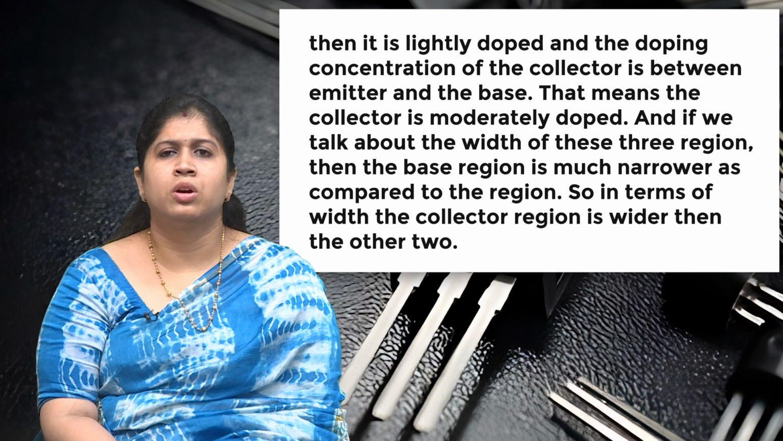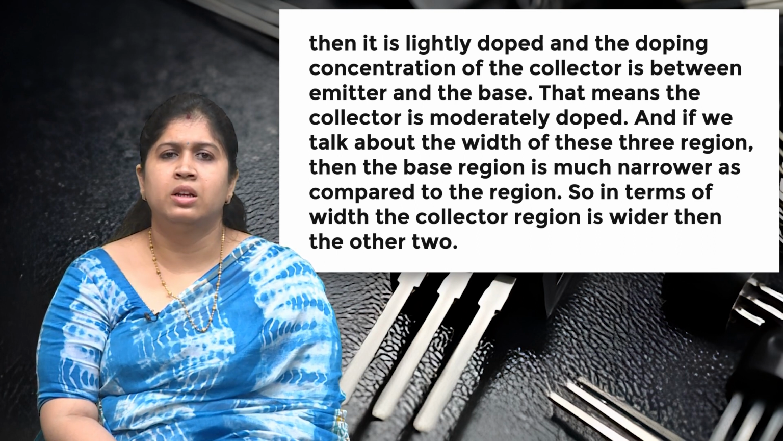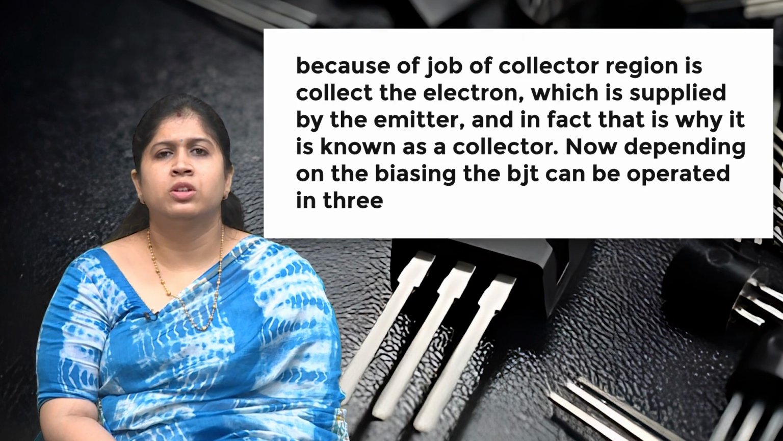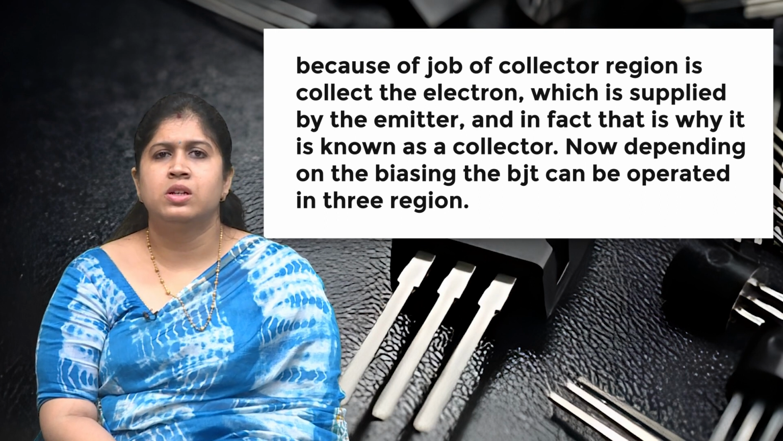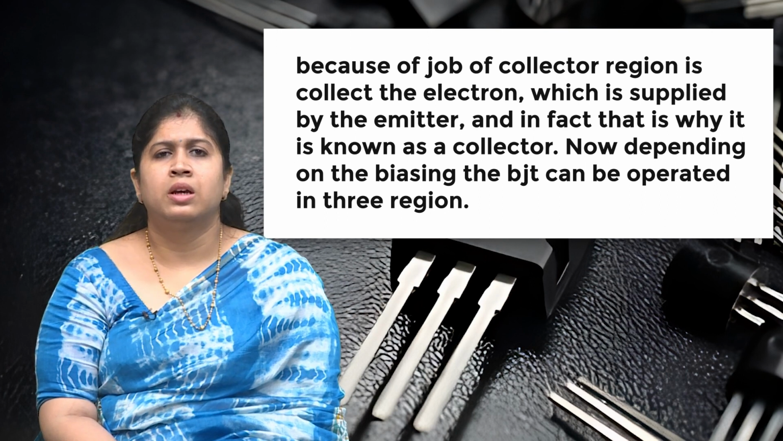If we talk about the width of these three regions, the base region is much narrower compared to the other regions. In terms of width, the collector region is wider than the other two, because the job of the collector region is to collect the electrons supplied by the emitter, and in fact that is why it is known as a collector.